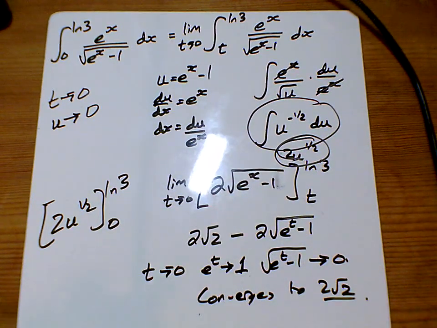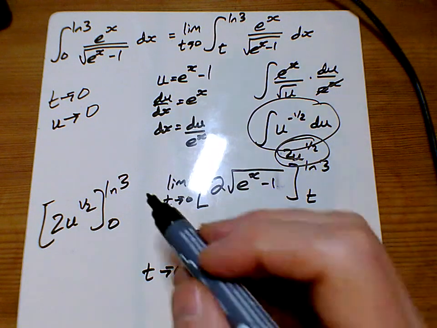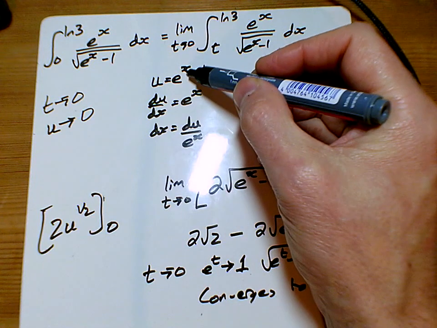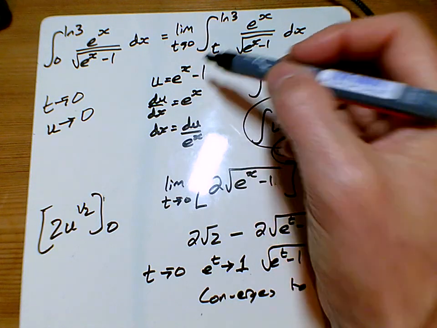And not ln 3, because I'm going to put that in there. So stick a ln 3 in there. E to the ln 3 is 3, take away 1 makes 2.